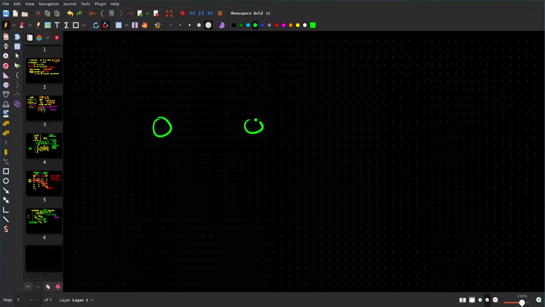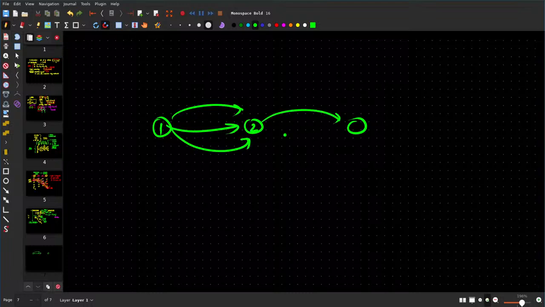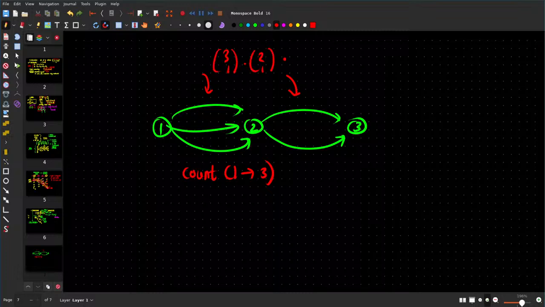Let's say we have 3 nodes, there are 3 paths to go from node 1 to 2, and there are 2 paths to go from 2 to 3. Now if you want to count the number of paths to go from 1 to 3, how would you do it? It is obvious that you choose any of this path and any of this path. So that would mean 3 choose 1 multiplied by 2 choose 1, which results in 6.